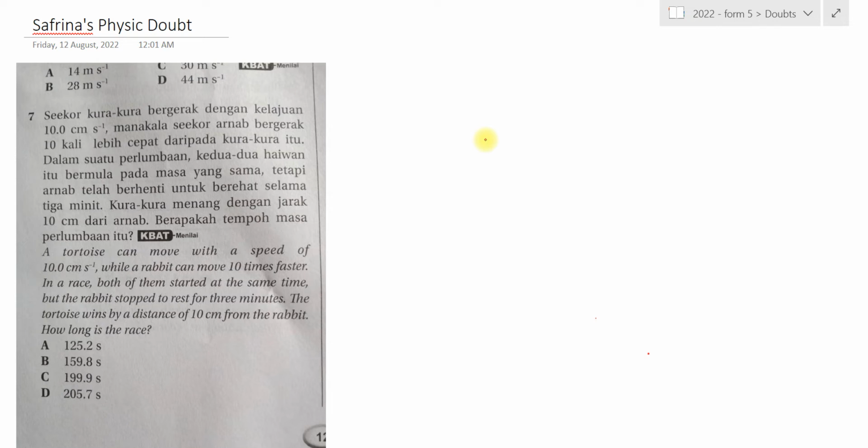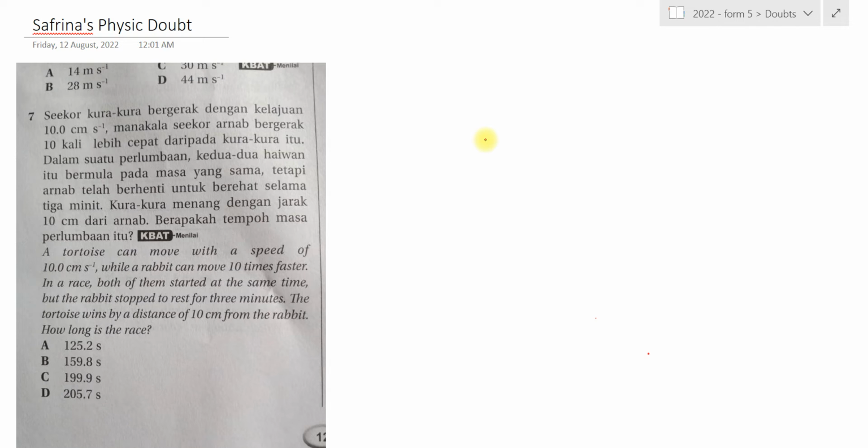Okay. This is one of the challenging questions sent by one of my students, Safrina. This is our Chapter 2, Physics Form 4. Okay, let's go through the question.